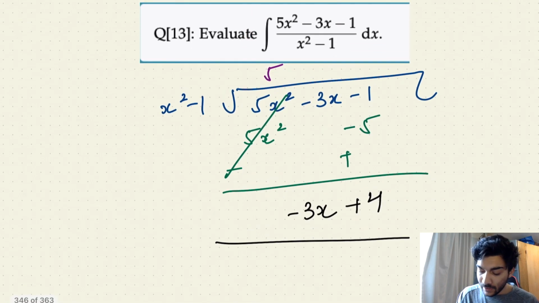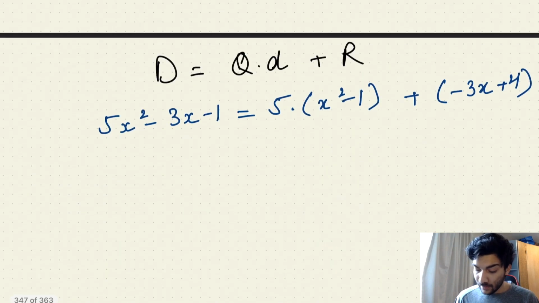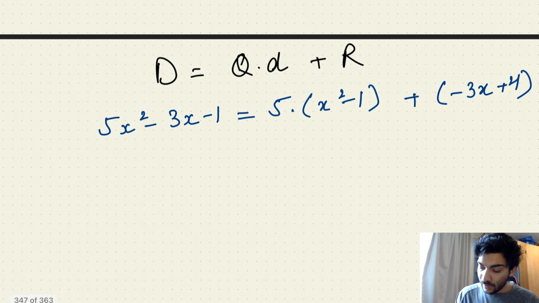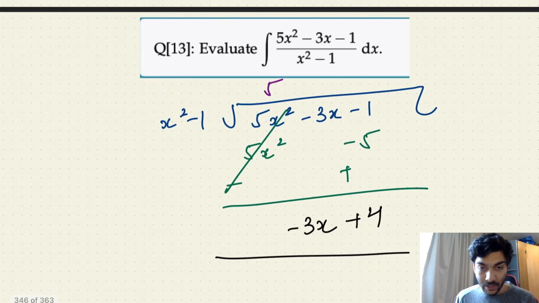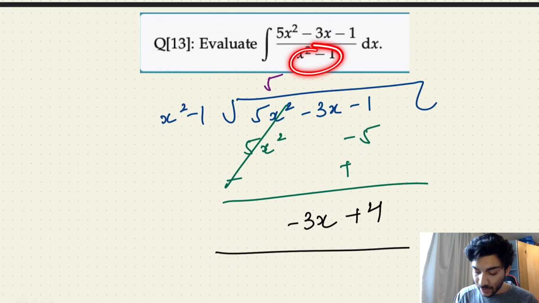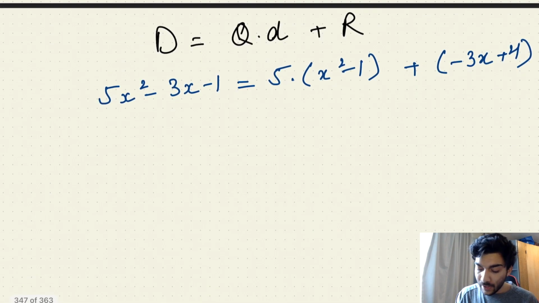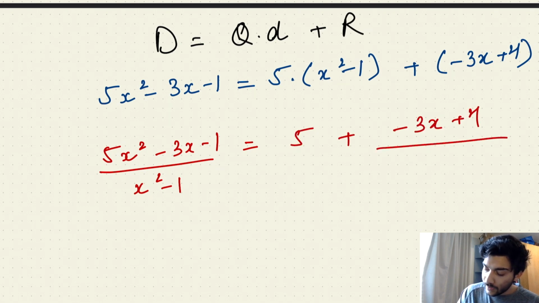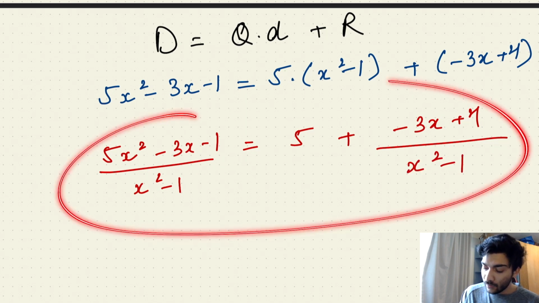And now since you want this expression to be simplified for your integral over here, right? Let's divide this expression, the left hand side and right hand side, with x square minus 1, right? And we are only doing that because we want 5x square minus 3x minus 1, which is over here, divided by x square minus 1, right? So if we do that, 5x square minus 3x minus 1 divided by x square minus 1, the first term will become just 5, and the second term would be minus 3x plus 4 upon x square minus 1 in this case, right?